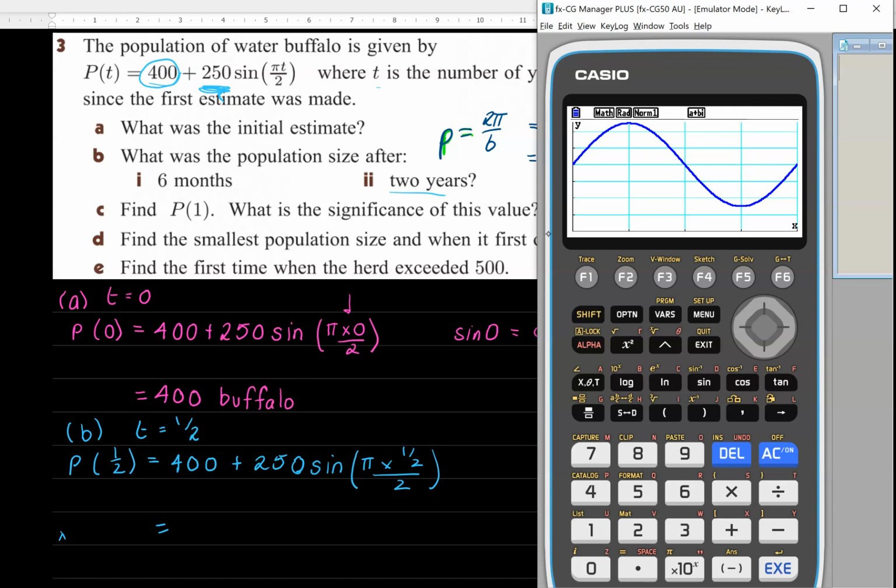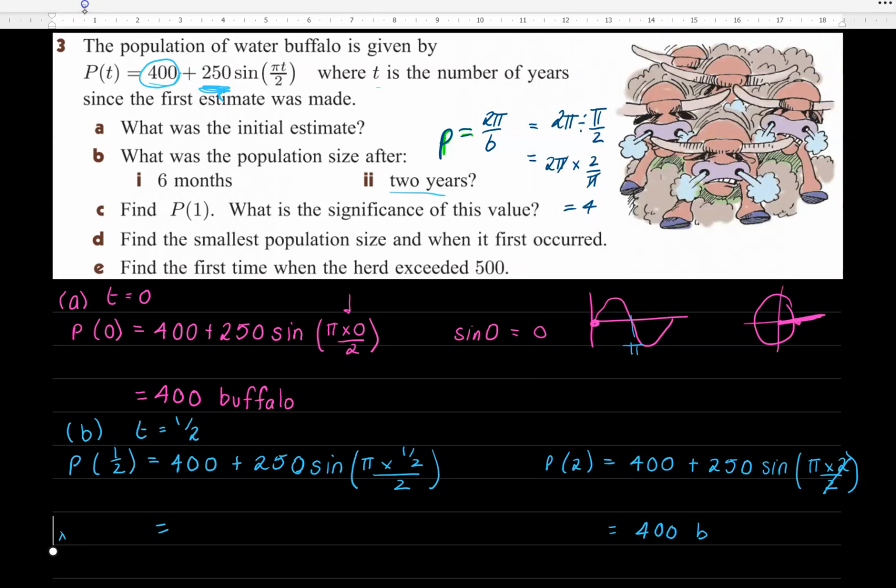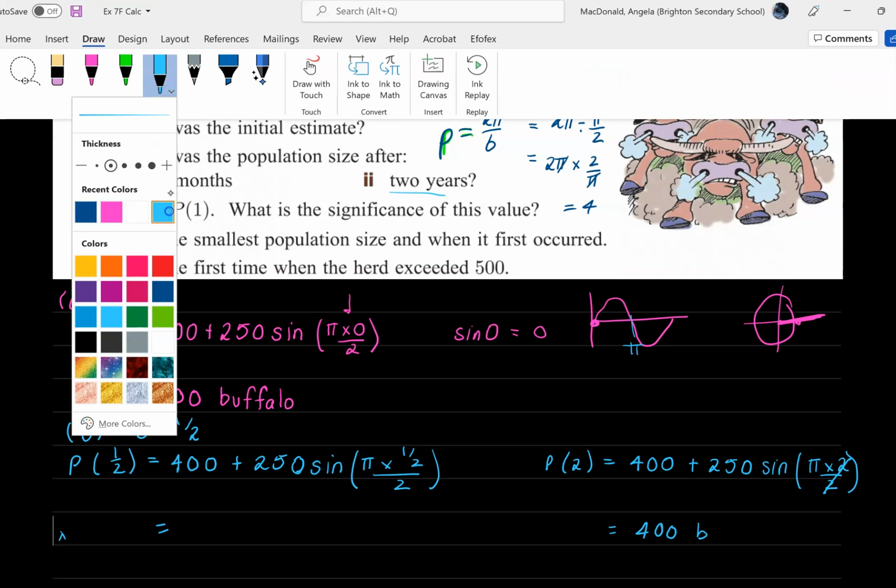All right, so what we're doing, we wanted to find p of a half, so we're going to go gsolve more ycalc and pop in 0.5 equals 576.7.